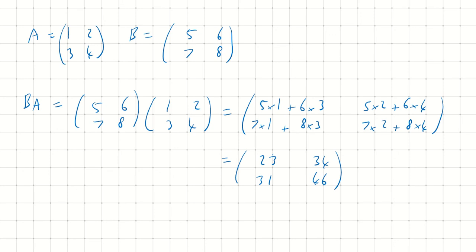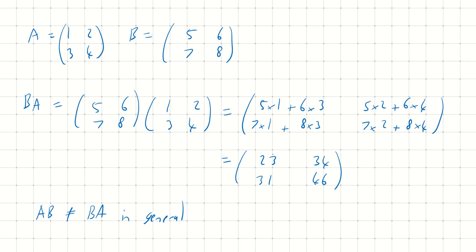This is important. This answer BA was not the same as AB. So AB is not equal to BA in general. This is a key factor of matrix multiplication: the order matters. AB and BA are not in general the same.